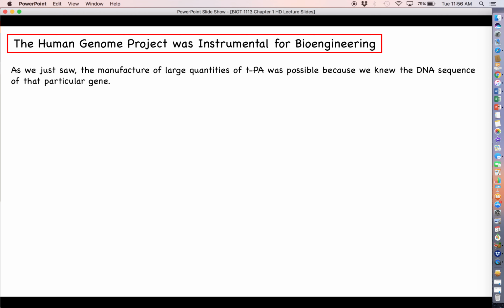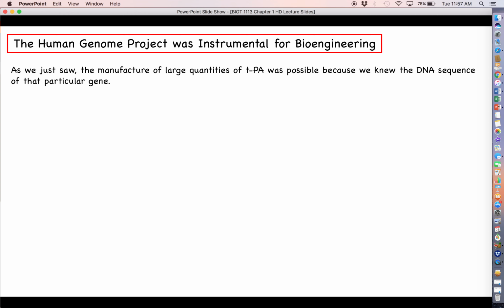So something that we should not overlook that makes something like that possible is that we have to know the sequence of a gene before we can really start messing with it too much. So in the previous example, and again with the insulin example that we talked about in the last video, the only way we're going to be able to manufacture large quantities of TPA or of insulin is if we know the DNA sequence of those genes to begin with.